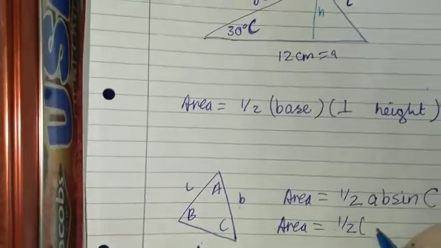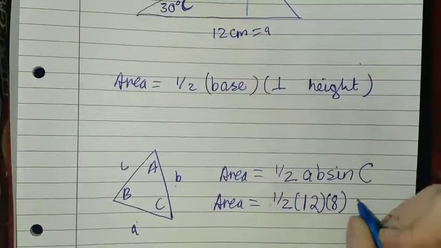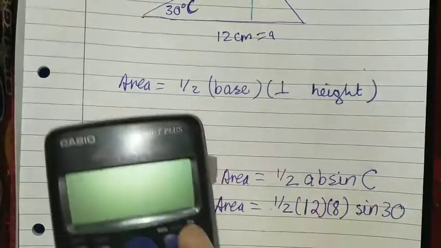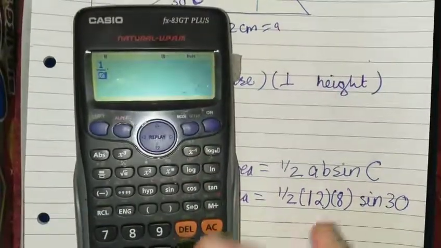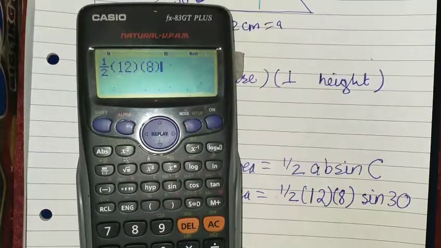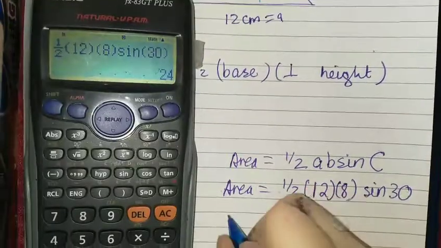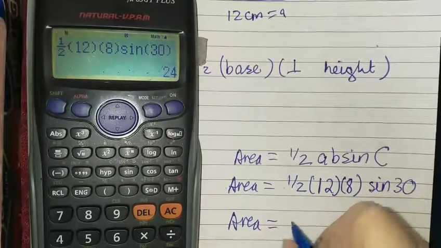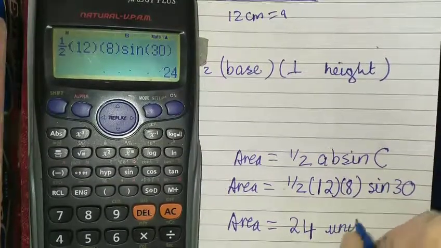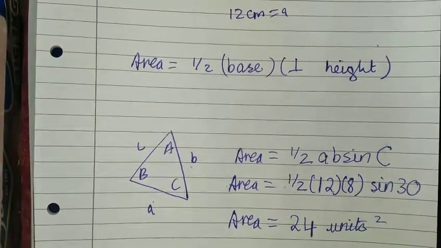So it would be a half, A, which is 12, B, which is 8, and then sin of the angle in between. So it has to be the two sides and then the angle in between. So that'll be a half multiplied by 12 by 8, and then sin 30. So then I get my area is equal to 24. So we could write 24 units squared. So that's my area of the triangle.